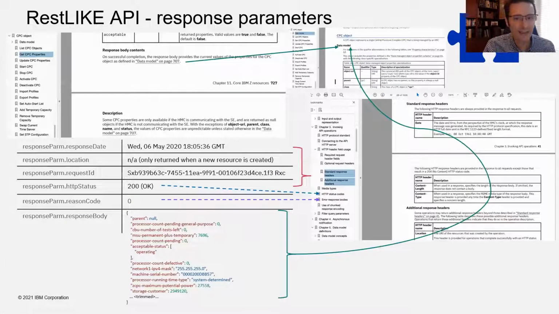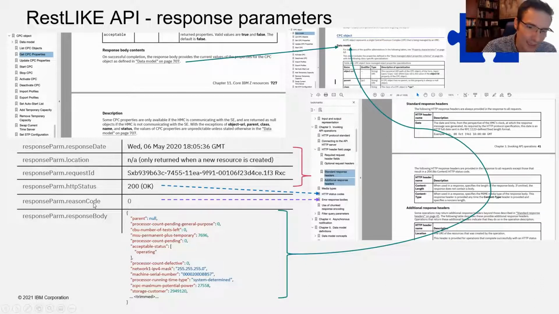What does the response look like? Well, again, I'm going to be going to get CPC properties and the data model. And the data model is going to say exactly how the data is going to look, right? So in this case, I have an example, and I'm going to be getting back a bunch of information. It's going to give me back the response date and time. It's going to give back a location, and that's not necessarily filled in by all the requests. I'm going to have a request ID. Again, all these things are kind of standard.